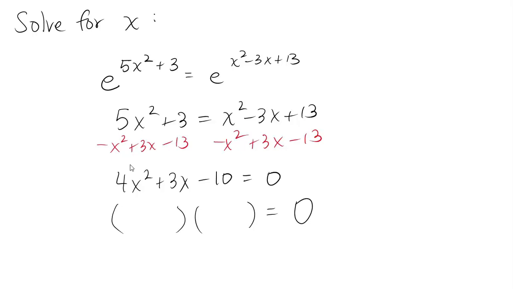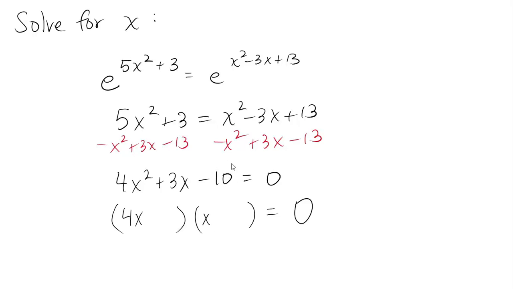A lot of people would start with the assumption that we want to break 4x squared into 2x and 2x, but you can tell that's not going to work because the middle term was odd. If we break this into 2x and 2x, that guarantees an even middle term, so the only reasonable guess is 4x and x. Now we need two numbers that multiply to 10.